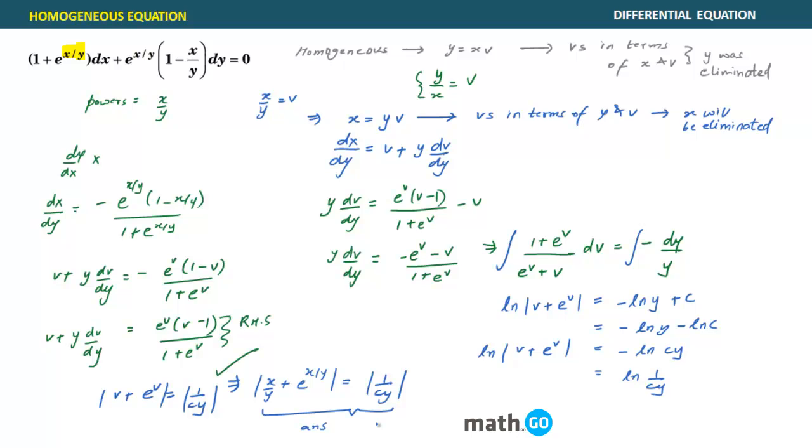So do not go by the learned formula that every time we replace y equal to xv. We can also do x equal to vy whenever it is required. That is why this problem was taken.